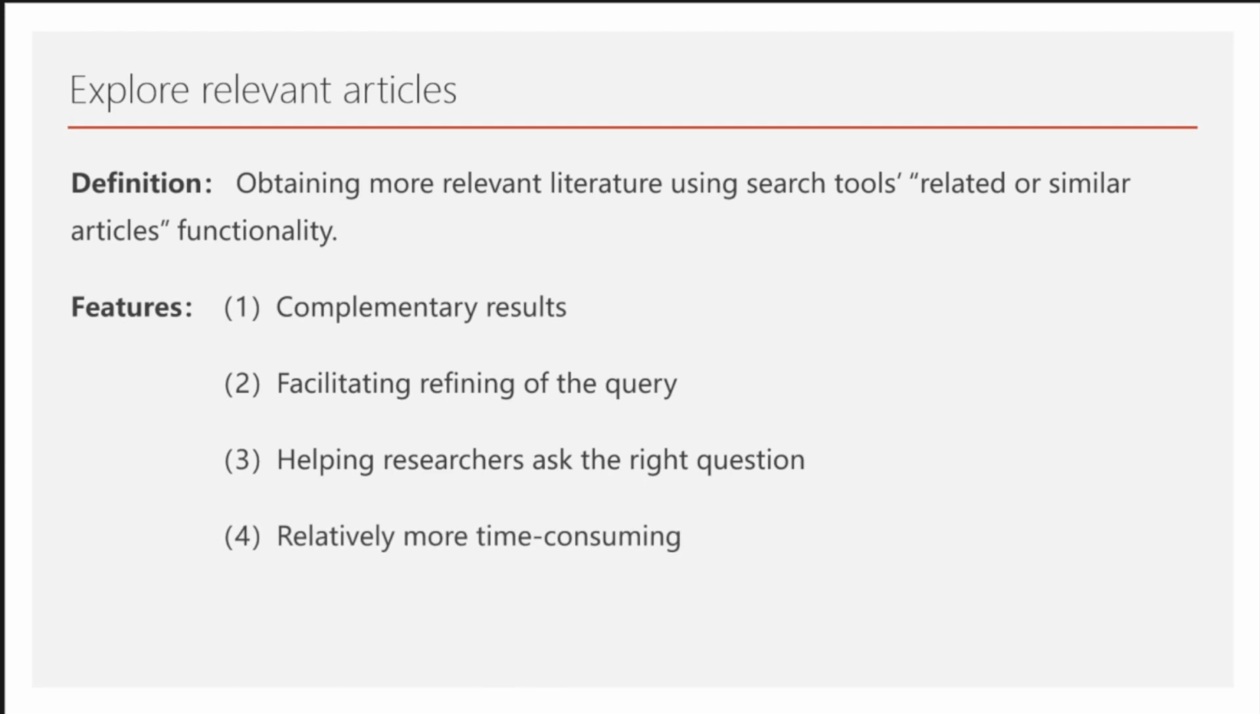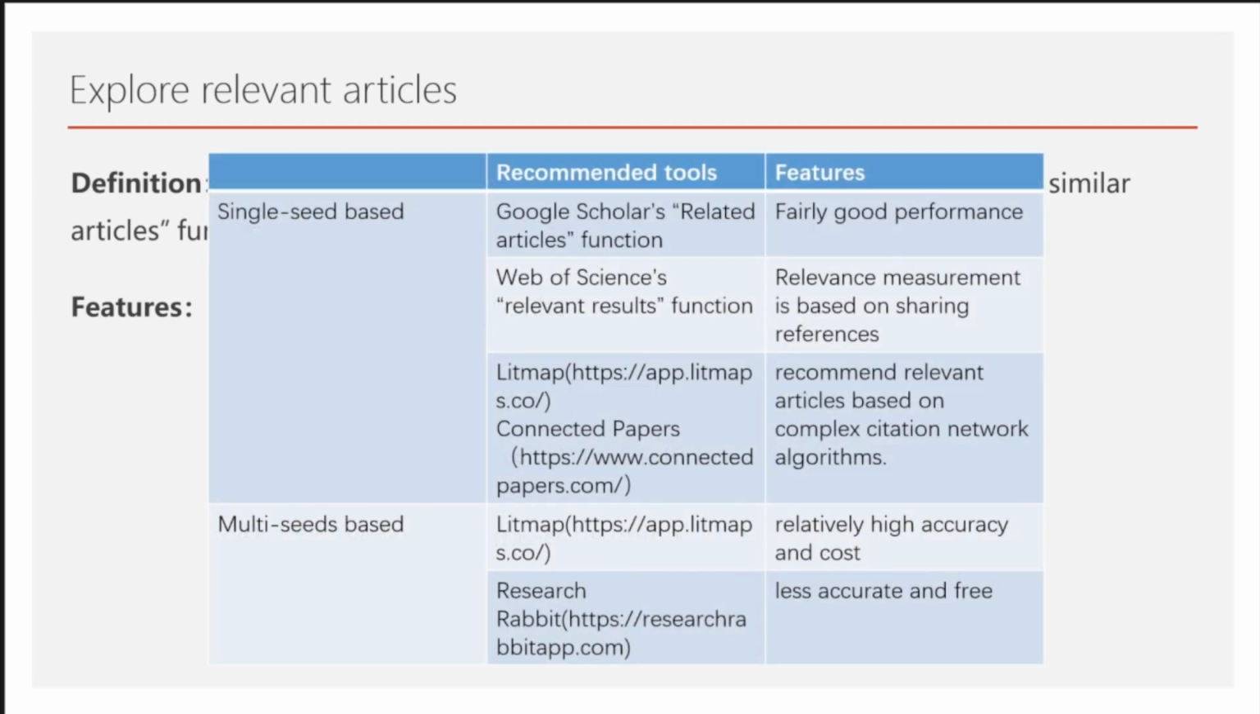The tools for exploring relevant articles can be divided into single-seed and multi-seed based tools, depending on whether the exploration is based on a single article or a group of articles sharing a similar theme. For single-seed based tools, I would recommend the following. First, Google Scholar. Although the exact algorithms remain unknown, the performance is fairly good, and what's most important is that the relevance exploration occurs in a huge database.